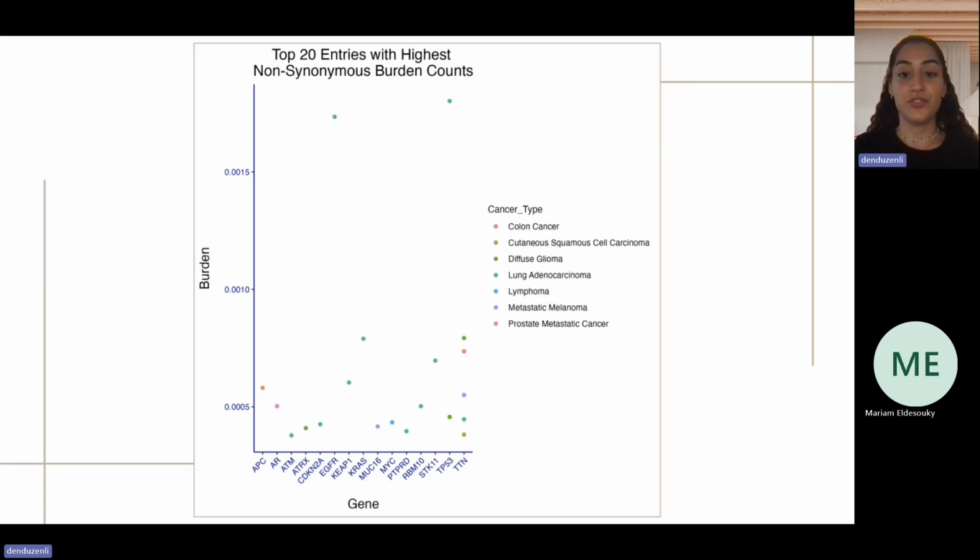And this is just to reiterate, this is only from the top 20 entries of this results table with thousands and thousands of results. So we can take this pattern as a snapshot of the greater patterns that are being found in these results. Once again, TP53 is right up there with the highest burden value, with EGFR following really closely afterwards. And we can once again see that lung adenocarcinoma seems to have the most number of variants in different genes in this plot as well.